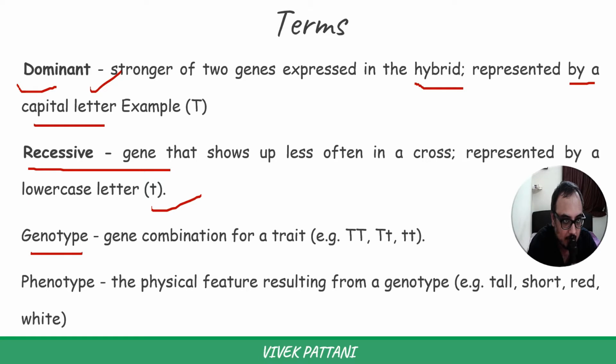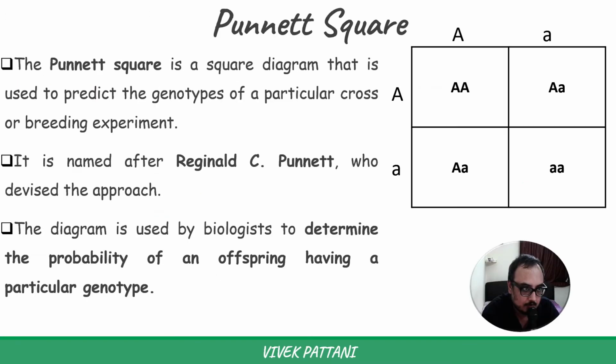Now the genotype. What do we mean by genotype? A genotype is the gene combination of a trait. These are some examples of different types of genotypes. Now phenotypes: any physical feature resulting from a genotype, for example, various colors of the plants.